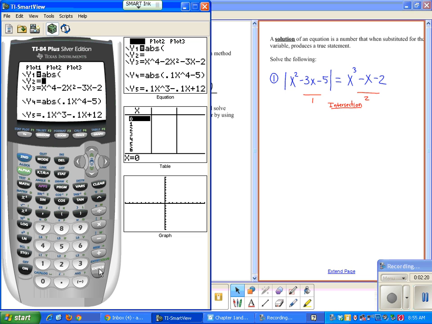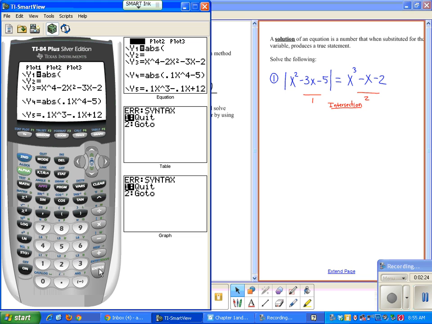And you do need to be trying this with me as well as sketching a graph on each one of these. So we're looking for the absolute value of x squared minus 3x minus 5. Okay, so we get that. We're going to put that in as our first equation. Notice how I labeled it equation 1. Now for equation 2, I'm putting in my x cubed minus x minus 2.